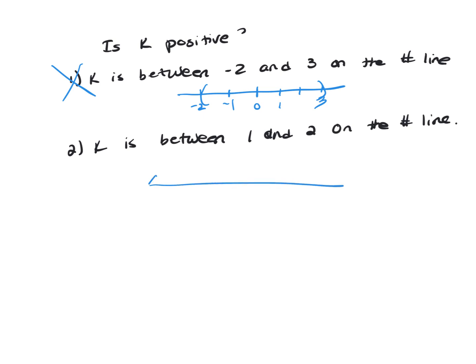K is in between 1 and 2. We're trying to figure out, is K positive? Well, if K is in between 1 and 2, it's got to be positive. It might be positive 1/3, positive 1/2, but all the numbers in here between 1 and 2 are positive. So clue 2 works. The answer is B.